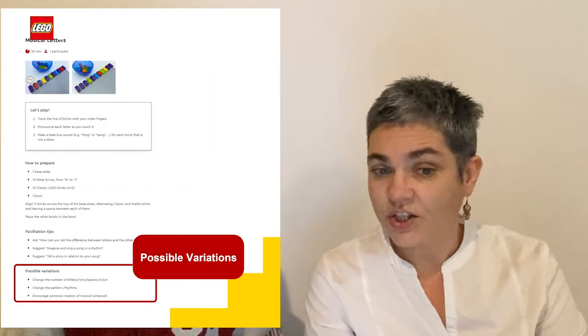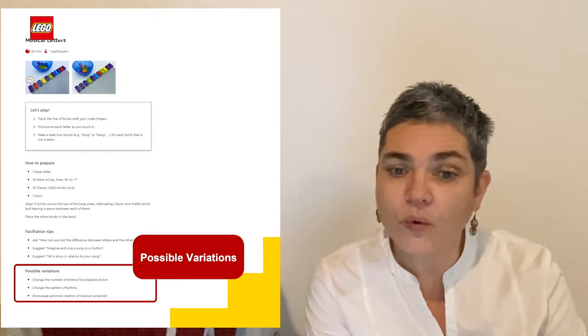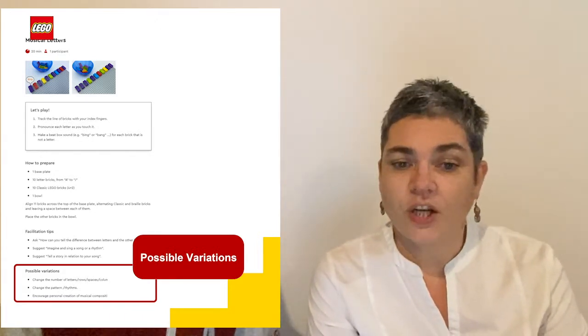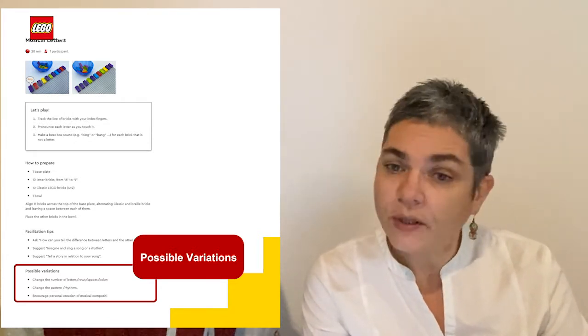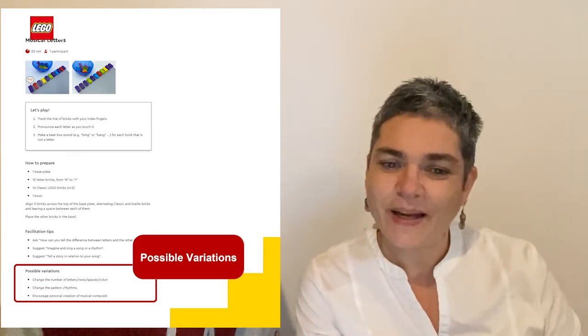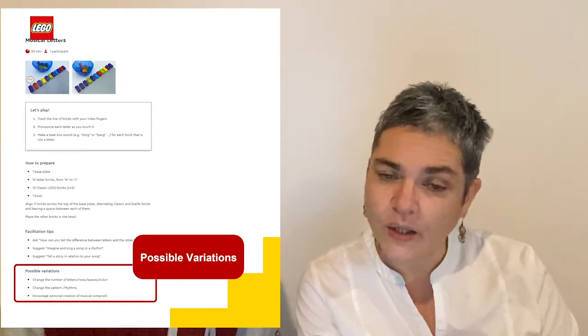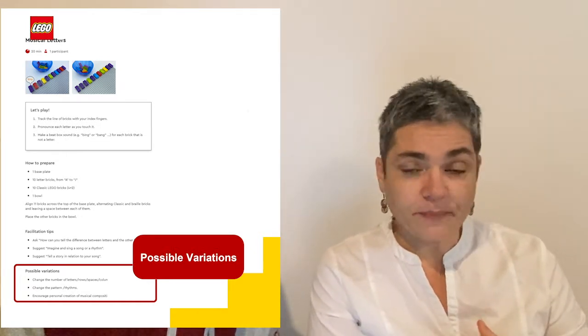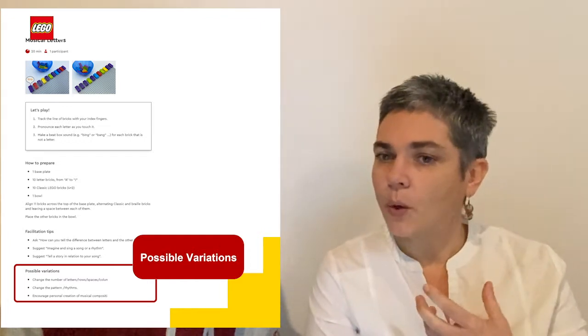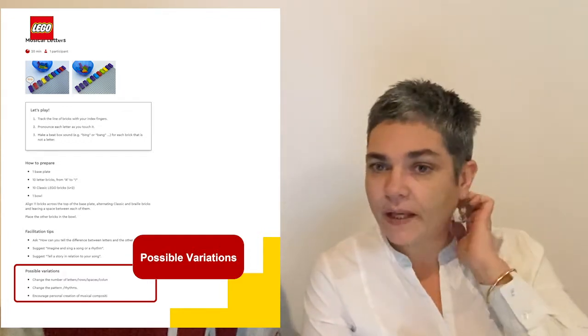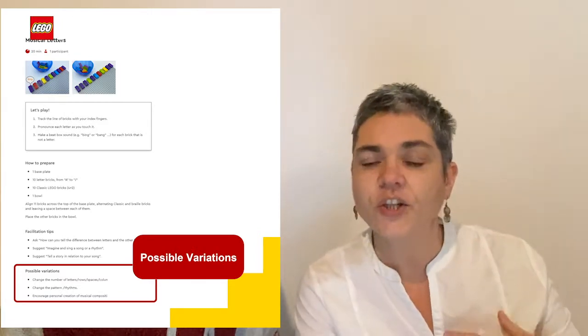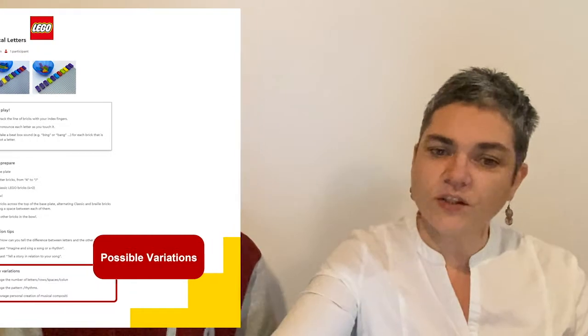And then we go to the possible variations. Of course, we can change, as I said, the number of letters, of rows, of spaces, columns. You can change the pattern, the rhythm, and you can also, that's what we're going to see, encourage personal creation of musical compositions. So it is really great if they can make a row for you or for them to read it, but they will have to deal with their imagination, with creative skills, to start to write an exercise themselves. So that's what Loris is about to do right now.